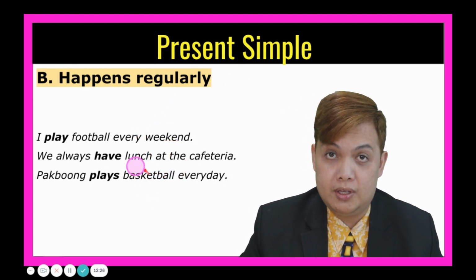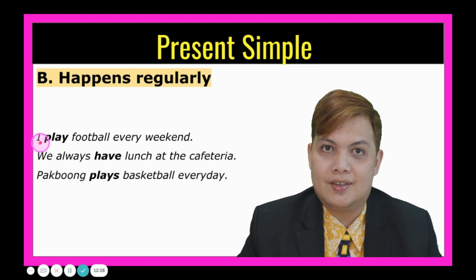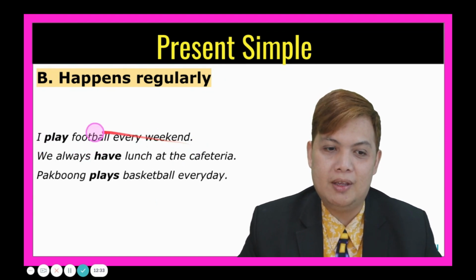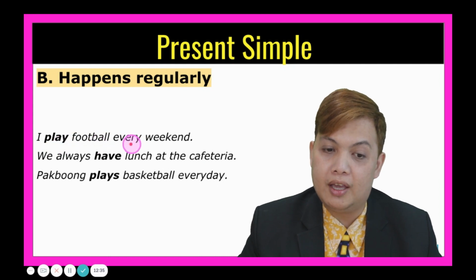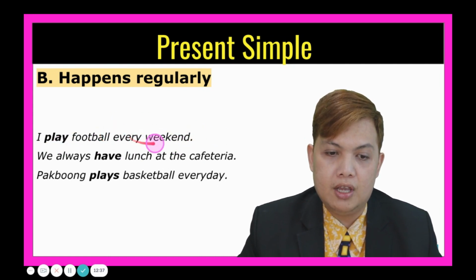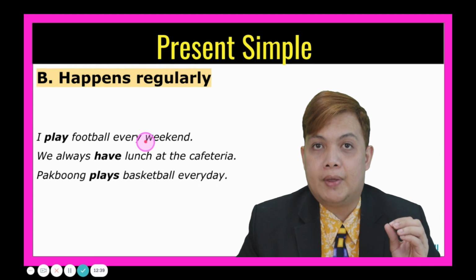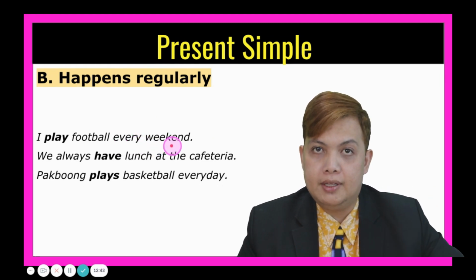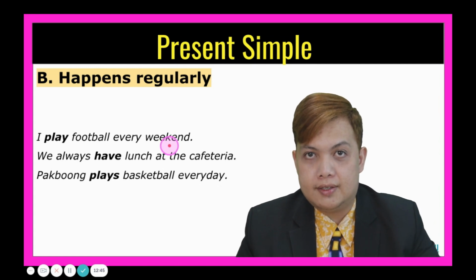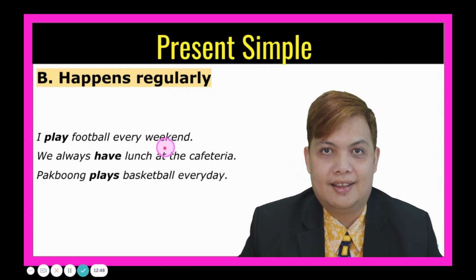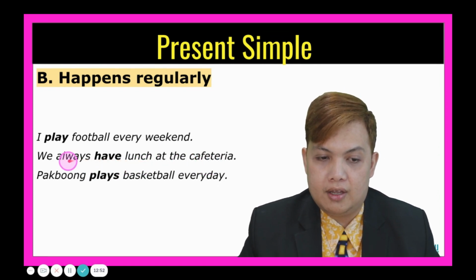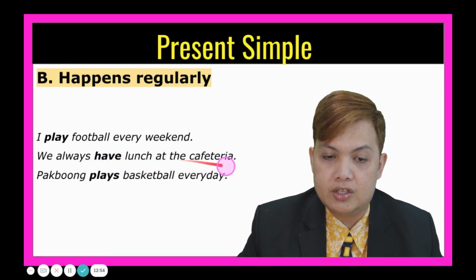Let's move on. Another reason we use present simple is when an action or information happens regularly, like these following sentences. So let's try to read them. I play football every weekend. Say it with me. I play football every weekend. So right over here we have definite adverbs of frequency. It's every weekend, so it means it happens every Saturday or every Sunday. Okay? Next, we always have lunch at the cafeteria.